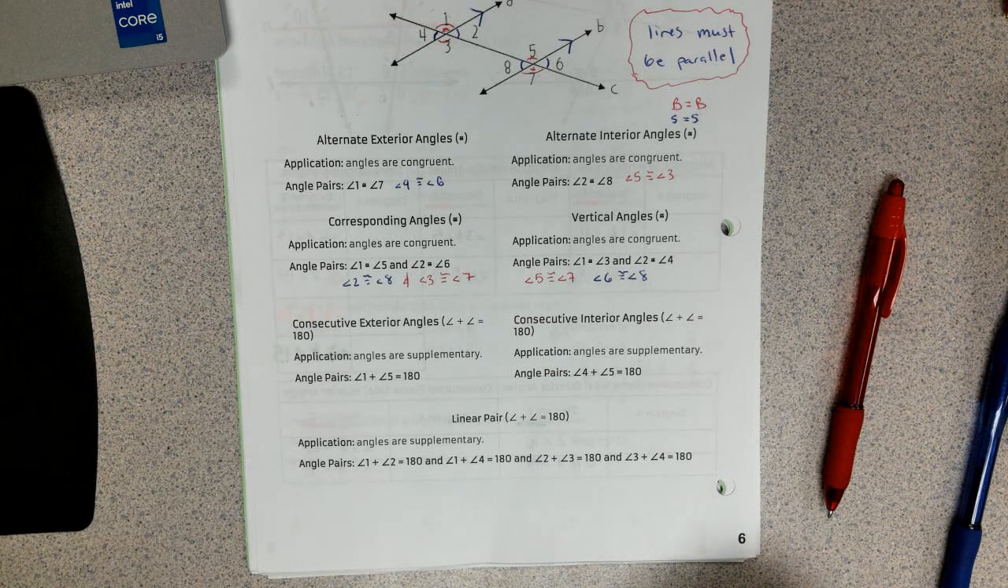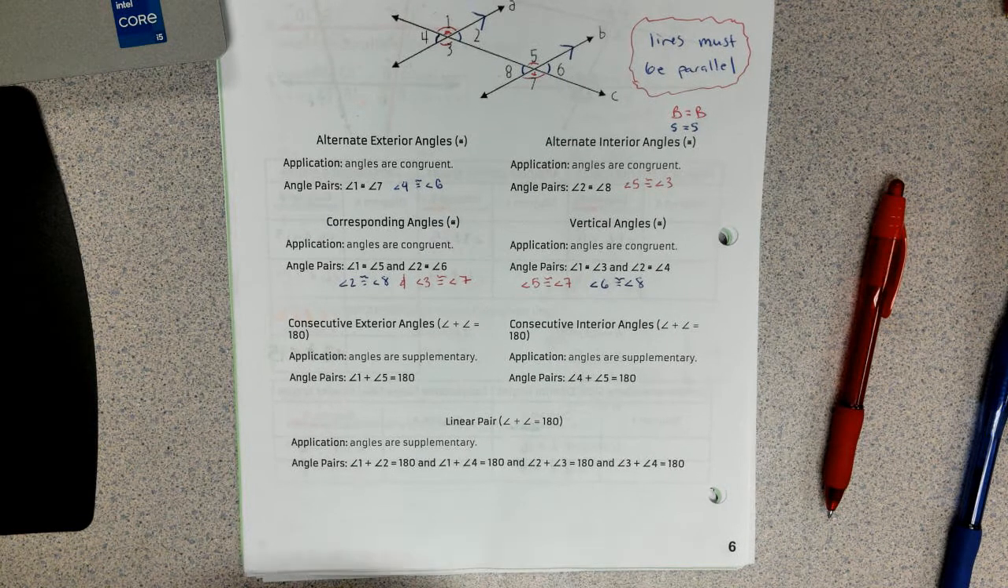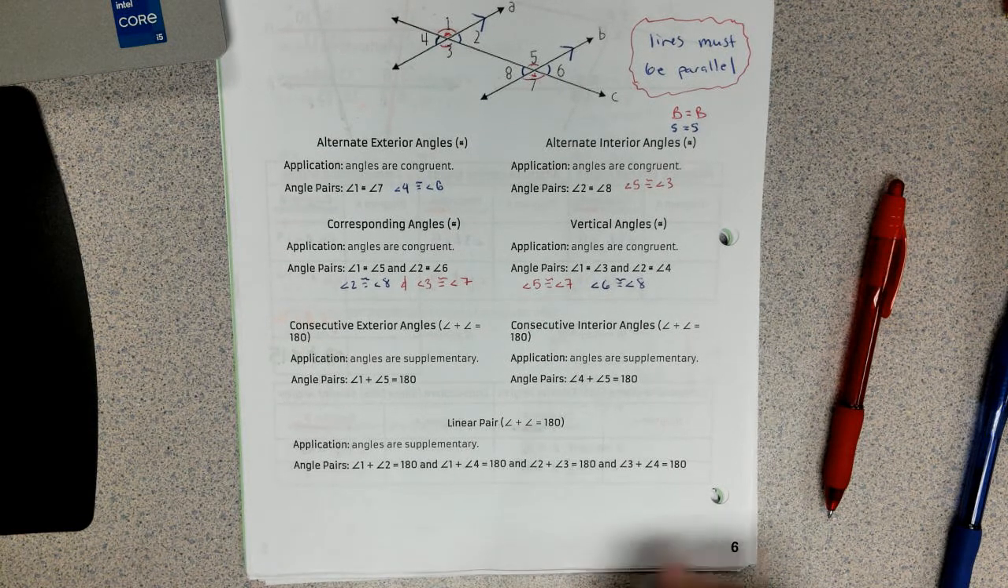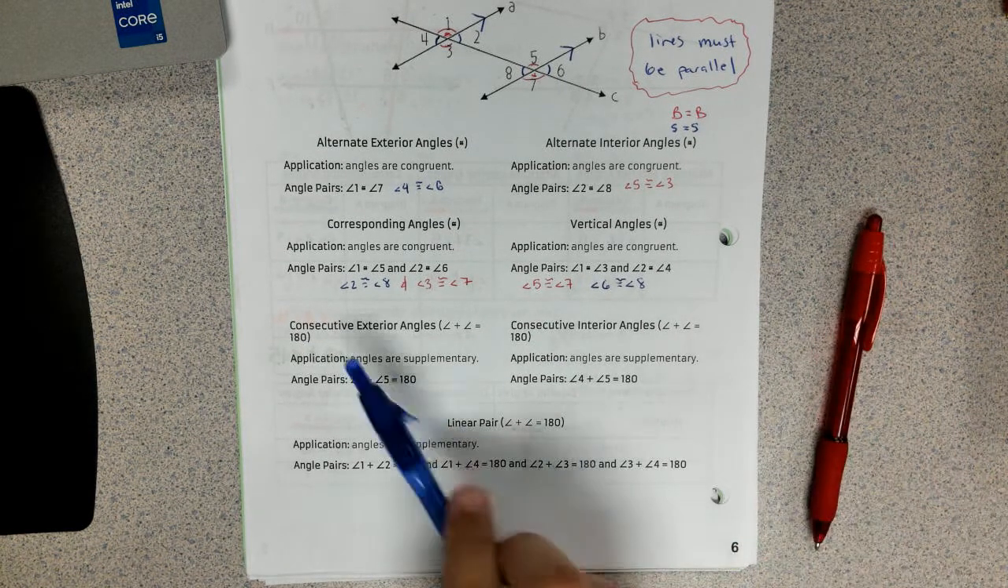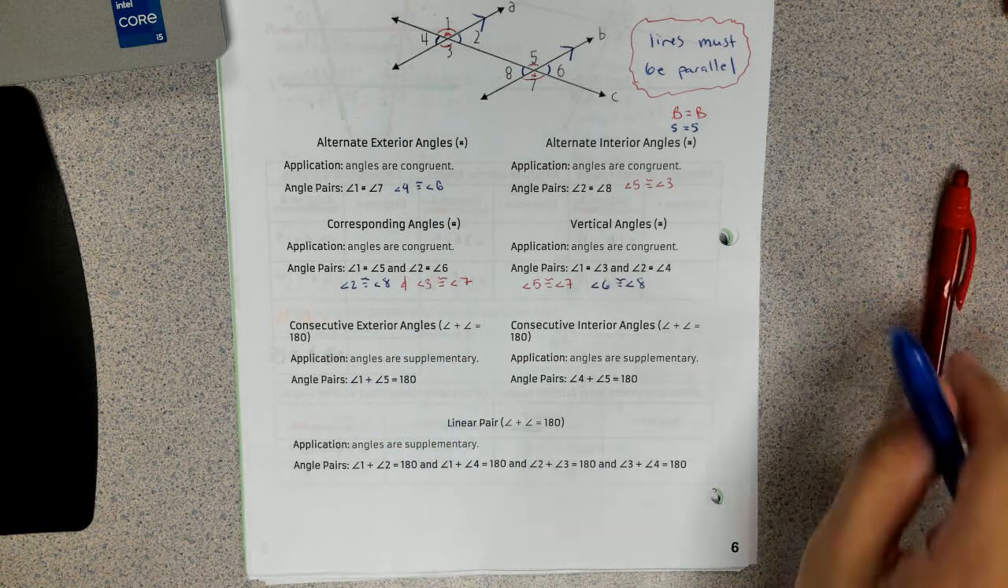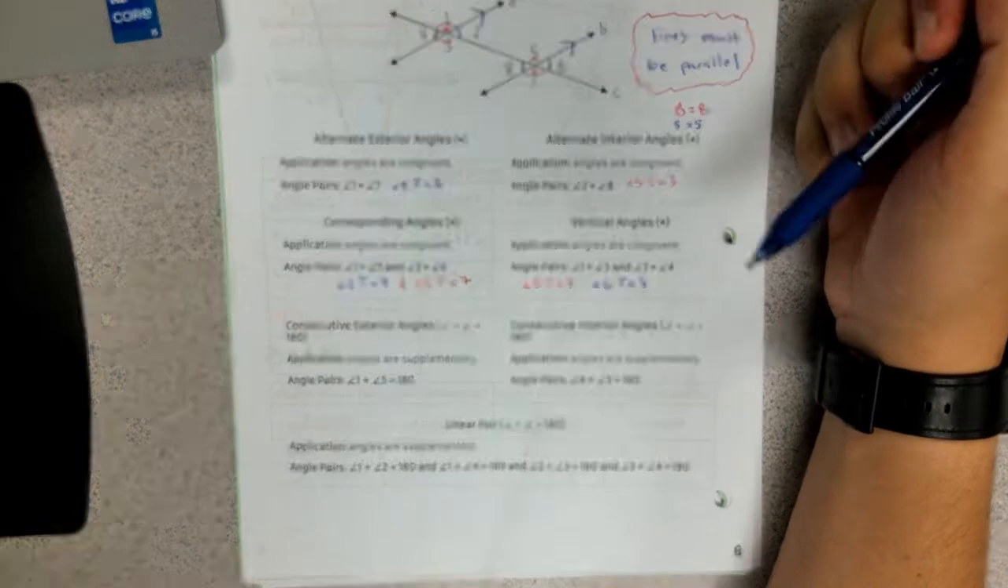Okay. In this video, we're going to discuss consecutive exterior angles, consecutive interior angles, and linear pairs, and how to identify them and apply their identification. So, if we take a look here, our consecutive exterior angles are going to be our angles that are outside the lines and on the same side.